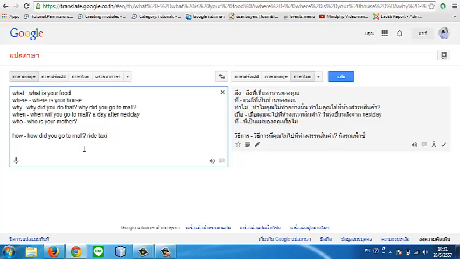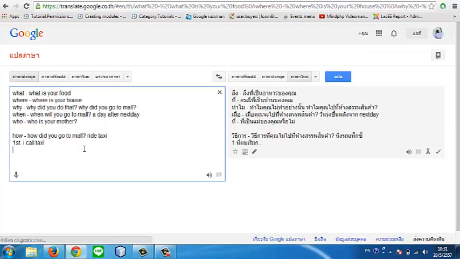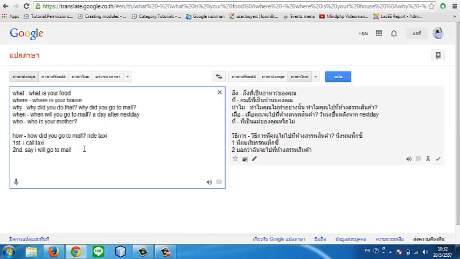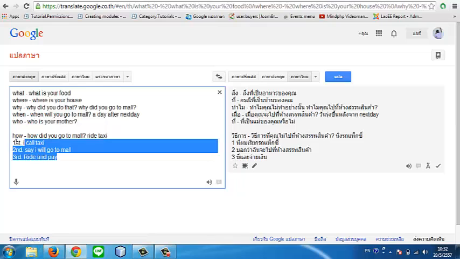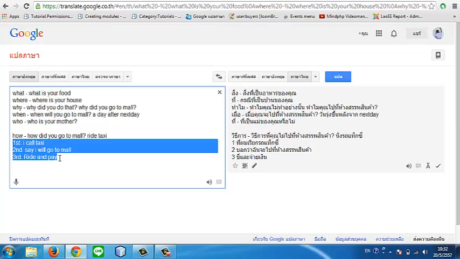When we say step-by-step process, first I call a taxi, second I say I will go to the mall, third ride and pay. Now this is the step-by-step process.